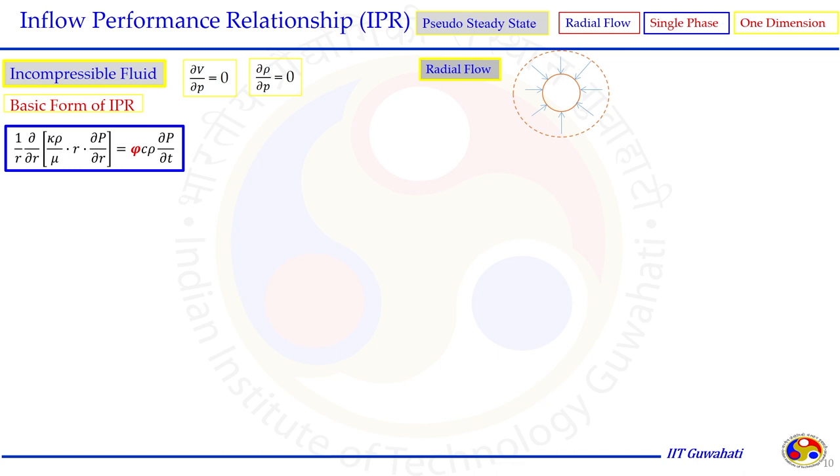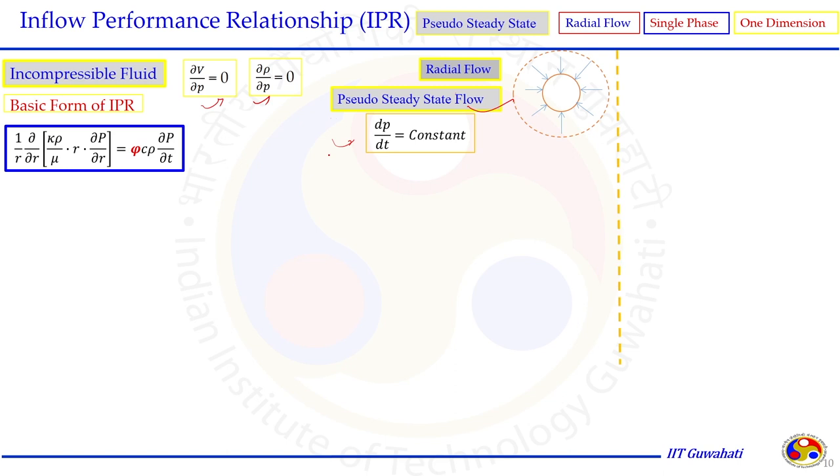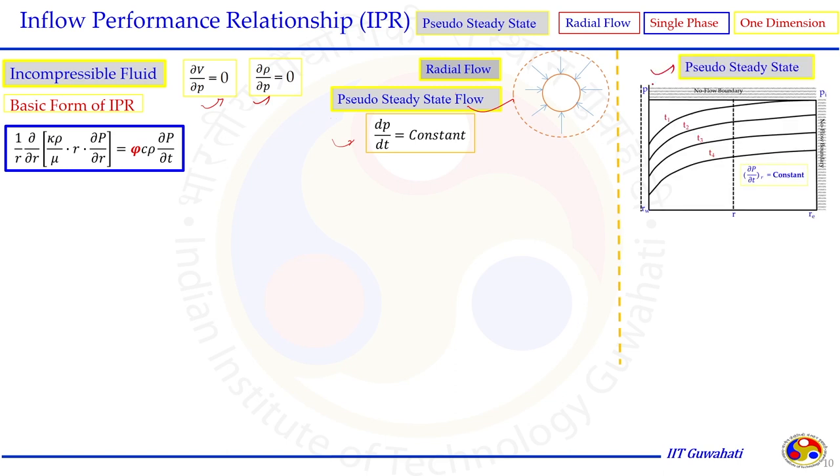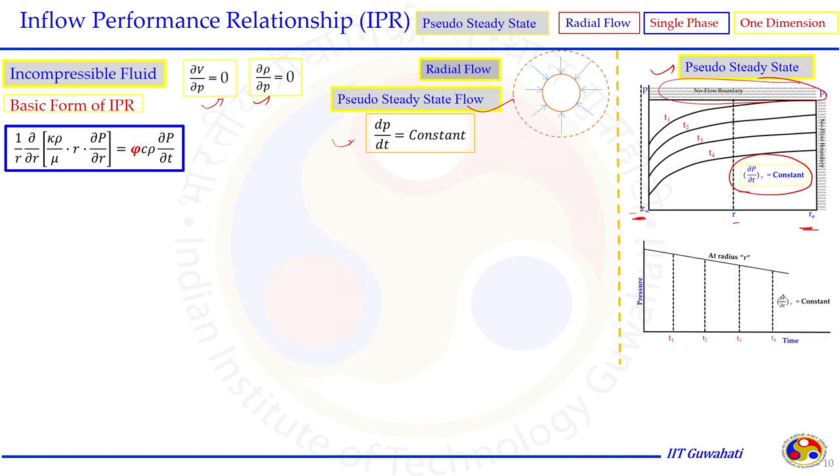So let us start with the pseudo steady state flow condition. Let's consider the incompressible fluid where the density and the volume are not changing, and the radial flow is the same. Now in the pseudo steady state flow condition, the change in pressure with respect to time is going to be constant. In the similar diagram shown here, the boundaries have the no flow condition, and within this reservoir domain, between r_w and r_e, the change in pressure with respect to time at a particular location is going to be constant, and that can be expressed by measuring pressure at different times and plotting it.